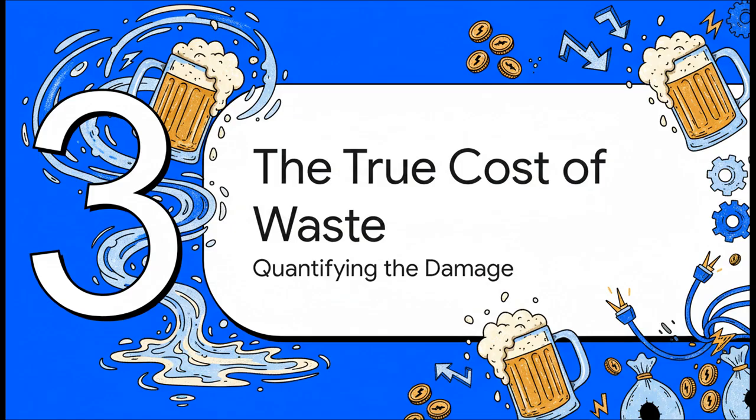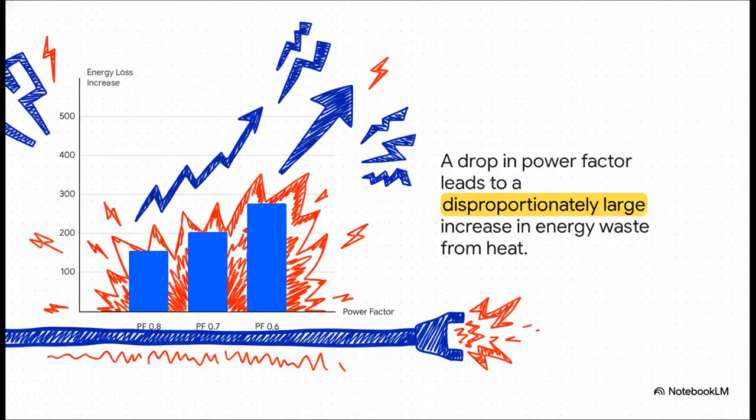It has serious, and I mean escalating, financial consequences. This is where the problem really starts to hurt. Just take a look at this chart. As your power factor drops, the energy you lose just as wasted heat in your own wiring doesn't just increase a little bit. It absolutely skyrockets.